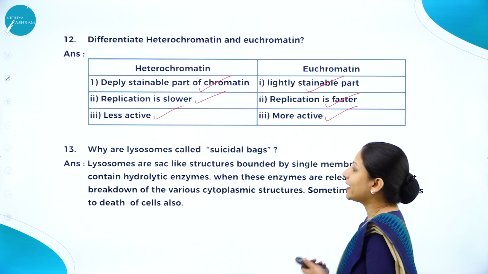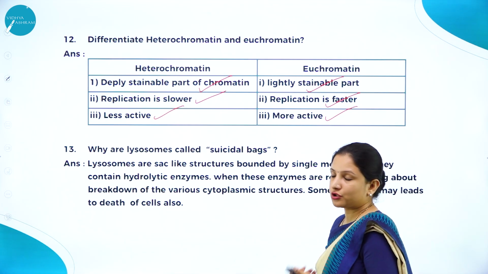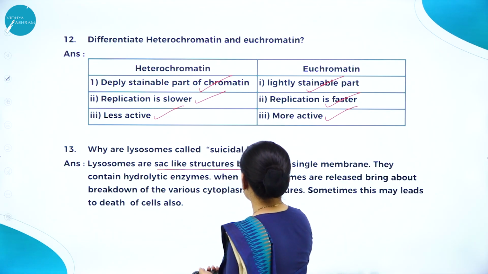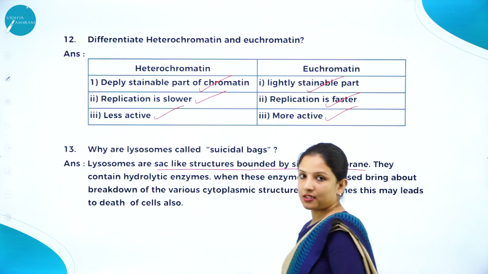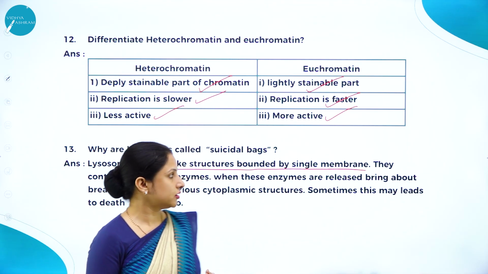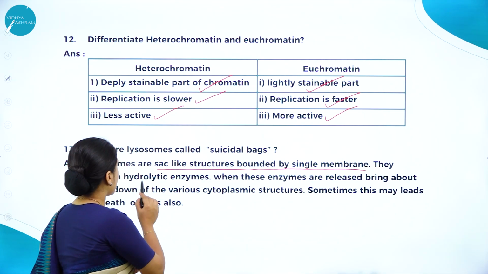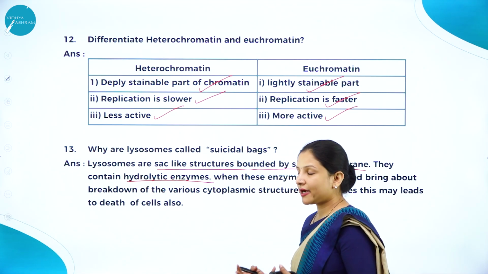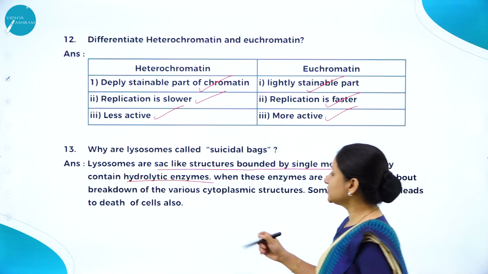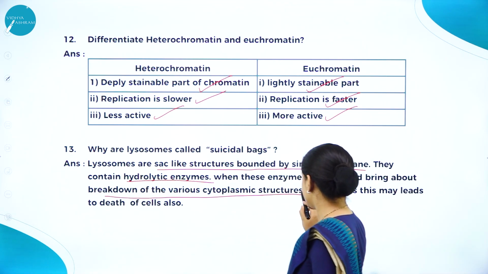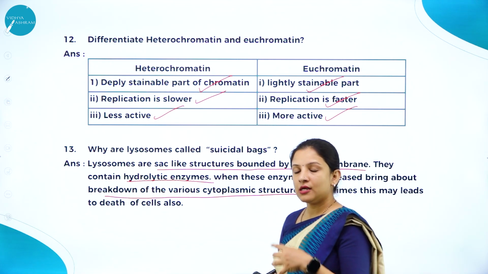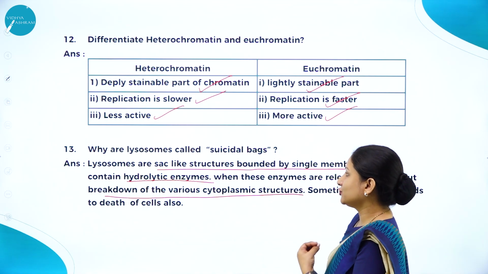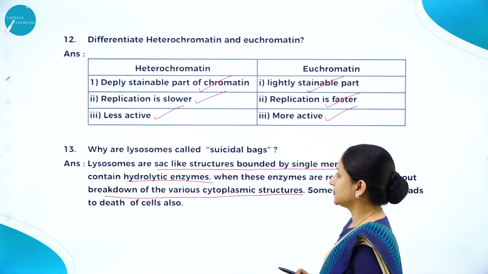Next question, why are lysosomes called suicidal bags? This is also one of the important questions. Lysosomes are sac-like structures which are bound by a single membrane. They are a single membrane bound organelle, no? And they contain some hydrolytic enzymes. And when these hydrolytic enzymes are released, they cause breakdown of various cytoplasmic structures. And also, they are capable of engulfing the dead cells. So, that is why lysosomes are called suicidal bags.